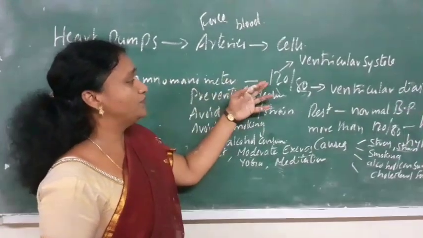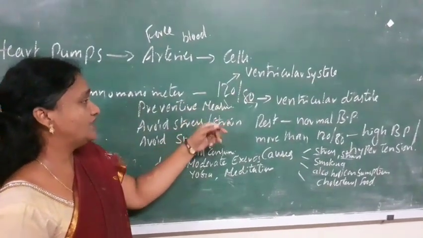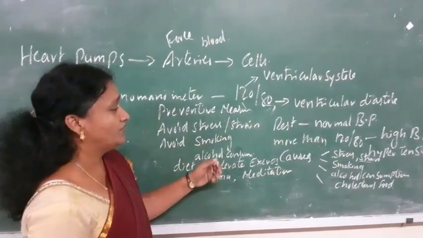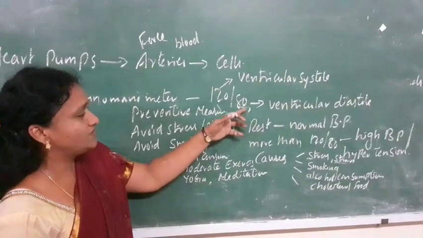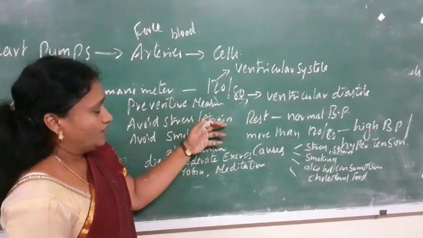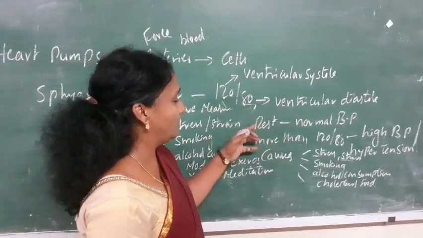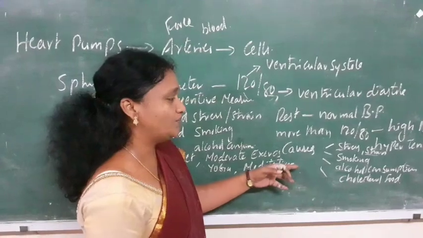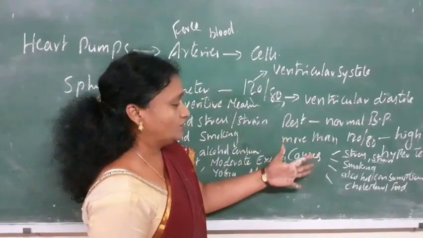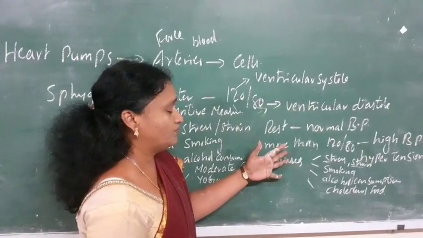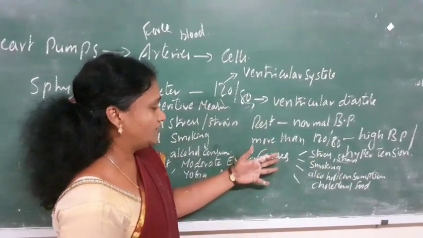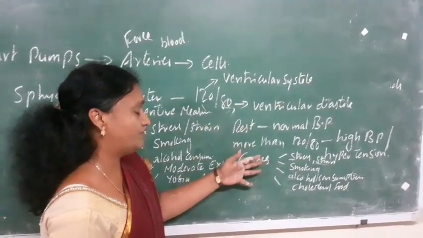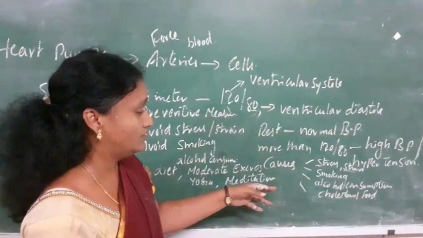The normal BP is about 120 by 80. 120 indicates the ventricular systole, when the ventricle contracts. 80 indicates the ventricular diastole, which is the relaxing phase of the ventricles. Generally normal BP is 120 by 80. If it is more than 120 by 80 at the rest position, we call it high BP or hypertension. That's why the BP should be checked for ages above 45 years, so that we can know our normal levels, and whether it has increased or decreased can be clearly known.